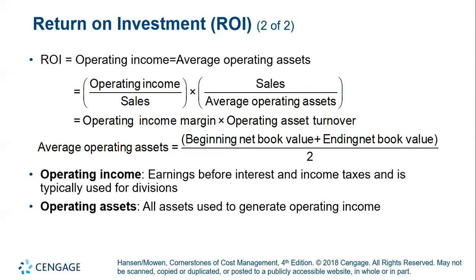Operating income is earnings before interest and income taxes and is typically used for divisions. So usually we call it EBIT. E stands for earnings, B for before, I for interest, and T for taxes. Now we call it EBIT in short. Then the operating assets are all assets used to generate operating income. Now these are the formulas that we need in computing the ROI.